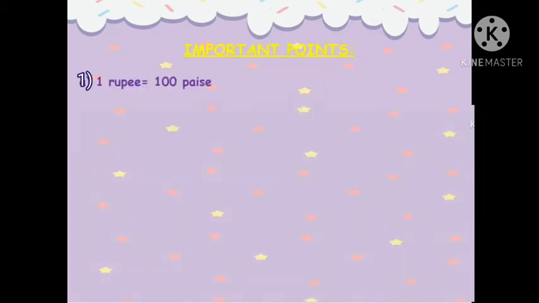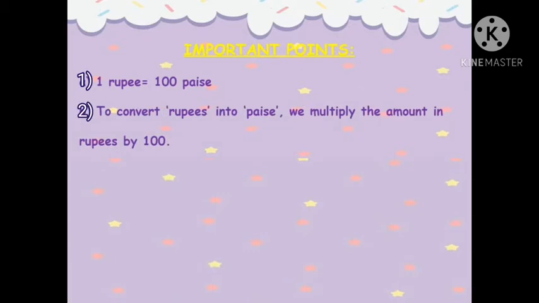Point number 1. 1 rupee is equal to 100 paise. Point number 2. To convert rupees into paise, we need to multiply the amount in rupees by 100.